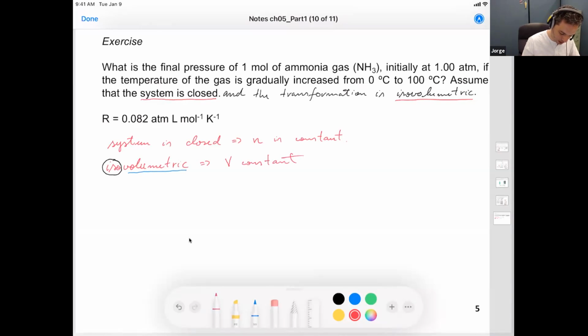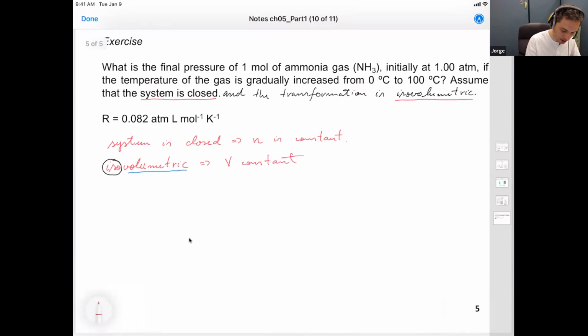And second thing that I would like to highlight here is that the temperature is changing from 0 degrees to 100 degrees. Okay, so let me note here, the initial temperature is 0 degrees and the final temperature is 100 degrees. So the gas is being heated up, the volume is not changing, and we want to know what happens with the pressure.